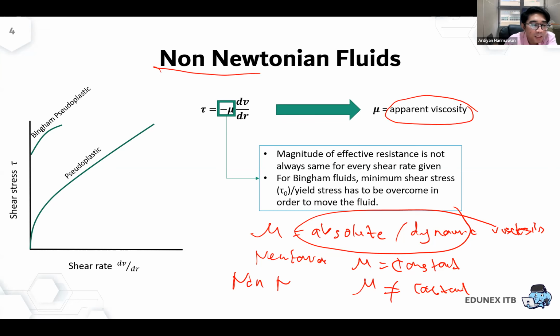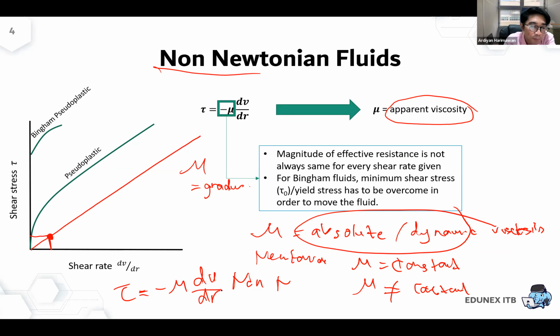It's called apparent because if you have Newtonian, it's like this, right? At this value of shear rate and shear stress. In Newtonian, basically mu is the gradient, or the slope of this line, because tau is minus mu du per dr, or dv per dr. Why minus? Because it shows the resistance, so the direction is in the opposite direction. So this is Newtonian.